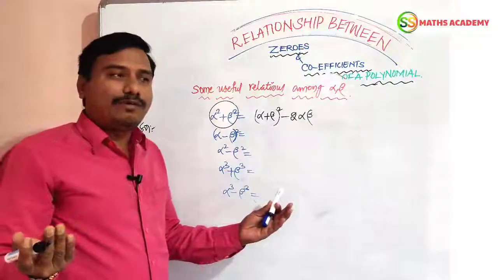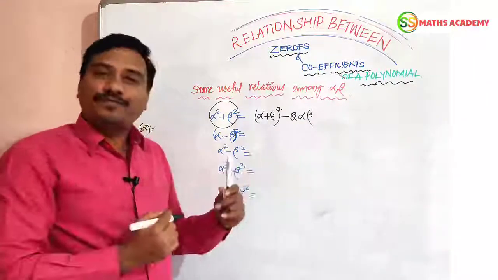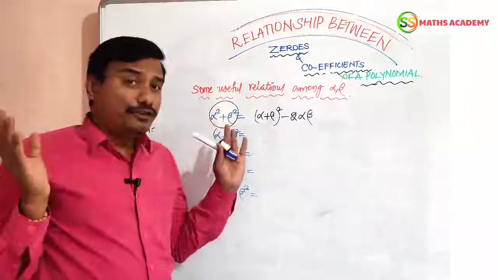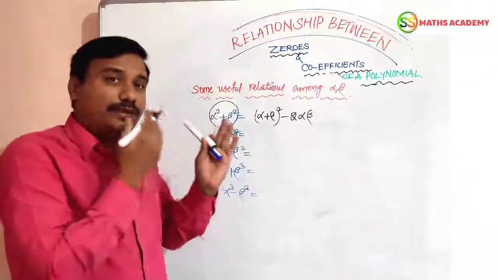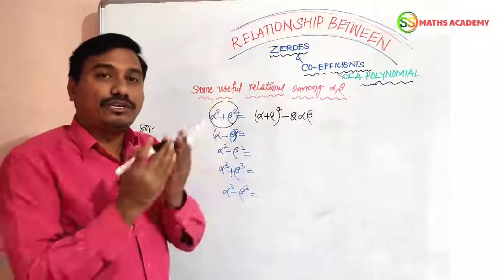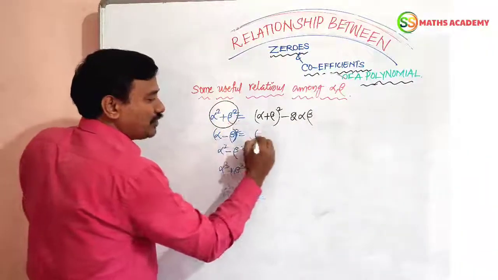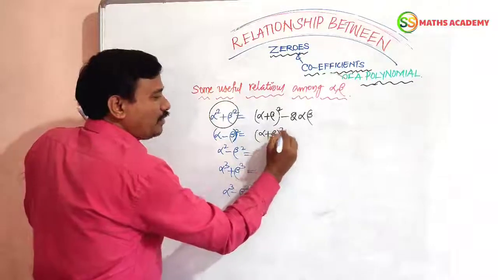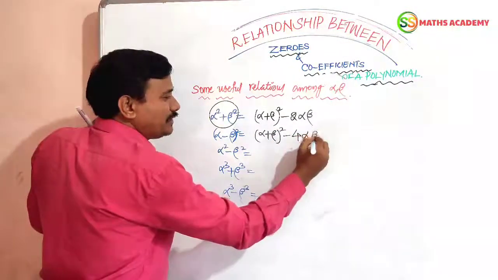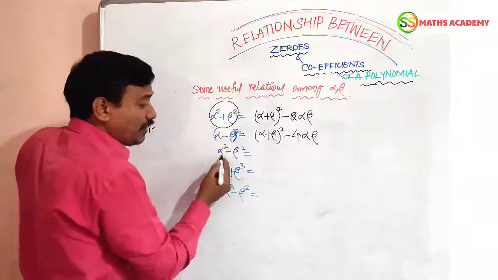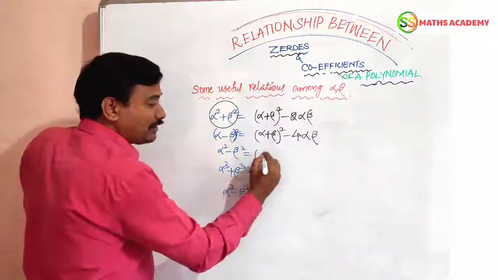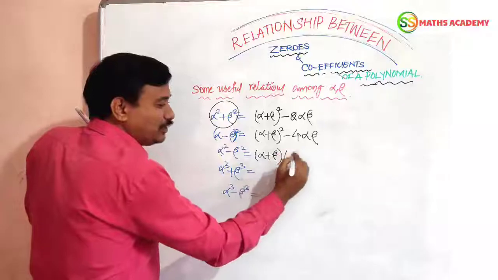As you know very well, alpha plus beta is nothing but minus b by a. Alpha into beta is nothing but c by a. By taking the values from the coefficients and substituting, you will get the perfect answer without any tension. Now like that, alpha minus beta whole square is nothing but alpha plus beta whole square minus 4 alpha beta.